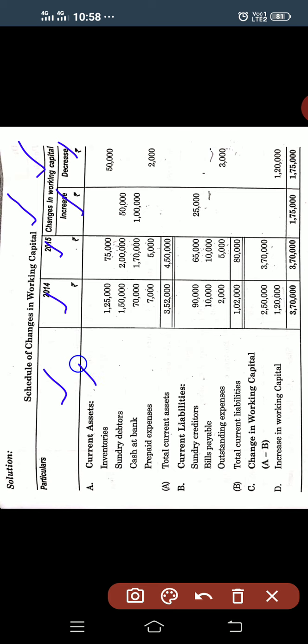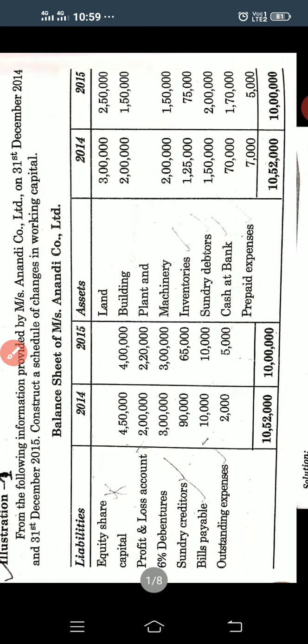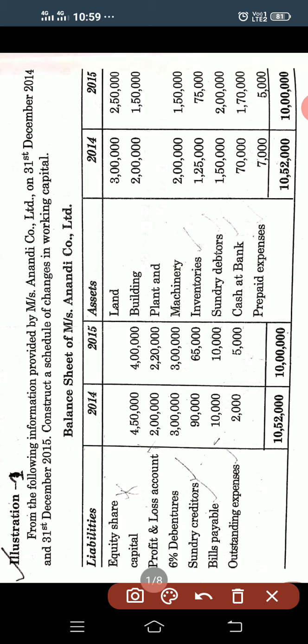So first we have to record the current assets, right? In order to calculate the schedule of changes in working capital, we need current assets and current liabilities. So we'll take that. See here the asset side. First we'll consider the asset side. So first one is land. Land is a fixed asset, so don't consider that. Next is building. Building is also a fixed asset, so don't consider that. Next, plant and machinery, it is also a fixed asset, don't consider that.